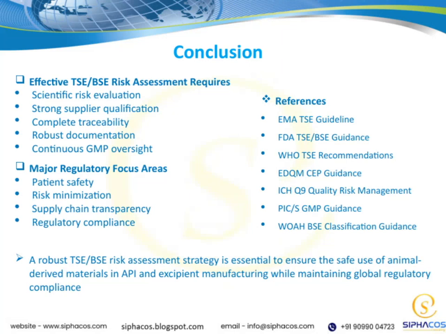As we wrap up, it's clear that a strong TSE and BSE risk assessment strategy is vital. This helps us safely use animal-derived materials in manufacturing, while staying aligned with global regulations. Key elements include scientific risk evaluation, thorough supplier qualification, full traceability, solid documentation, and ongoing GMP oversight. Regulators focus on patient safety, minimizing risk, supply chain transparency, and compliance. These priorities guide everything we do to keep products safe and trustworthy worldwide.